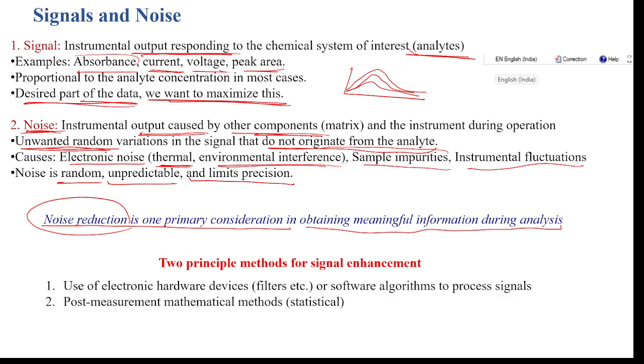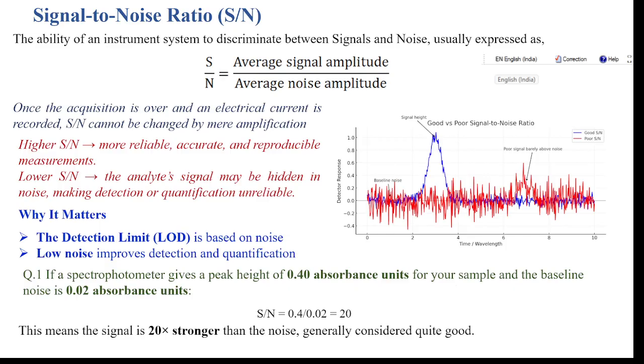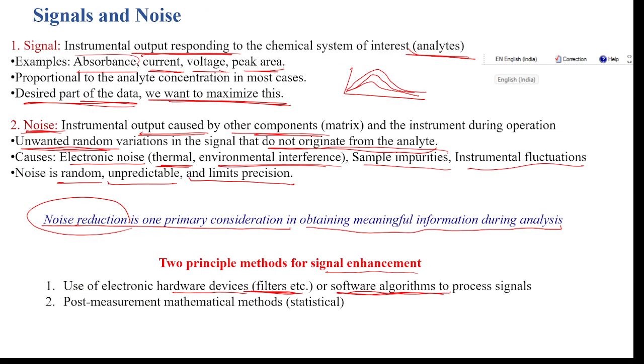So there are two principles for signal enhancement. One is to use electronic hardware devices like filters, so the filters will filter the noise, or sometimes software also helps to remove the noise. The other is post-measurement, meaning there are some mathematical techniques like smoothing, and techniques to remove the noise, like subtracting the noise value.